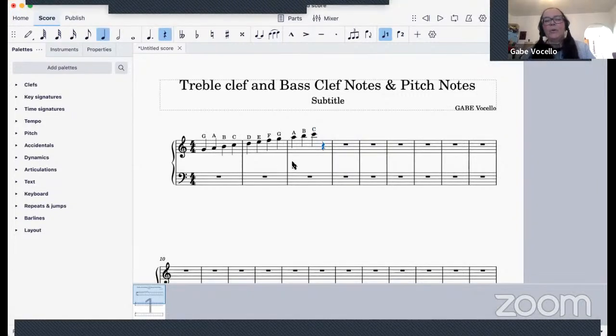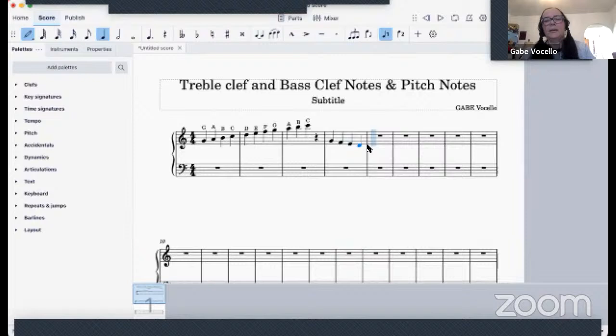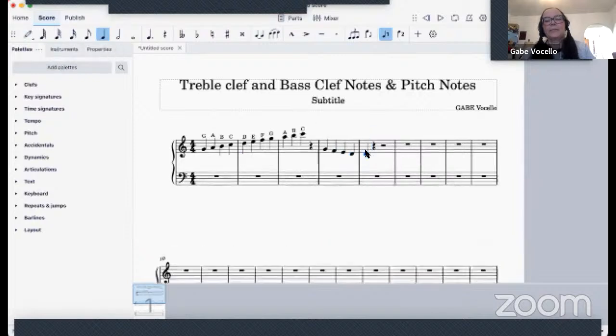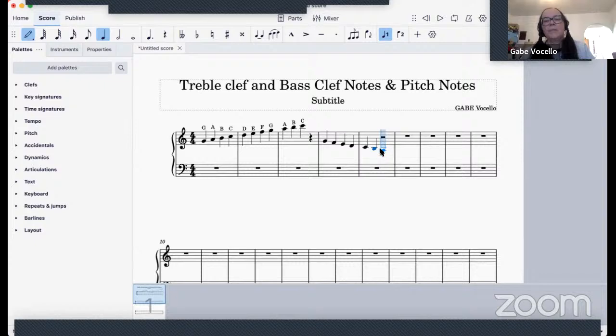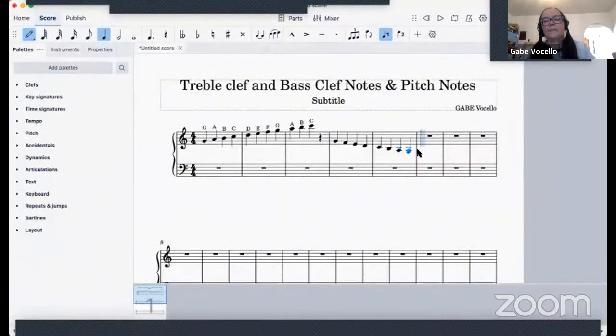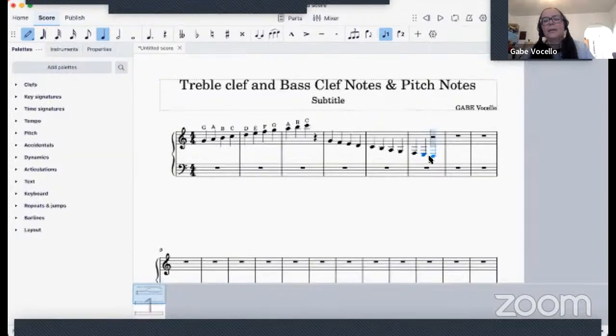Now let's go to the pitch, the notes below the G, the second line. So G, F, E, D, C, B, A, G, F, E, D, C.